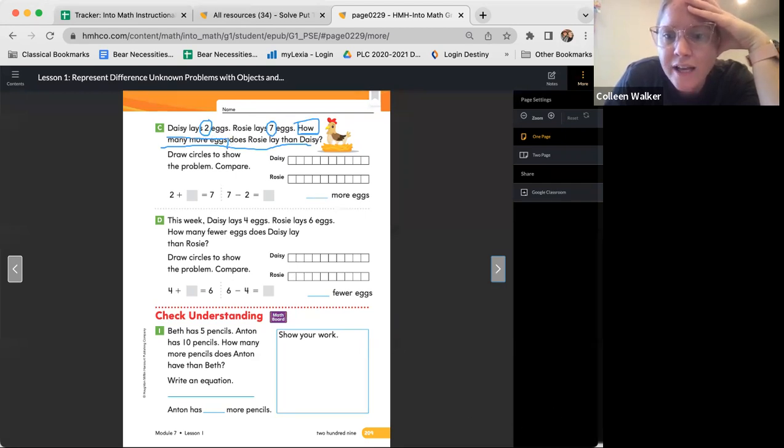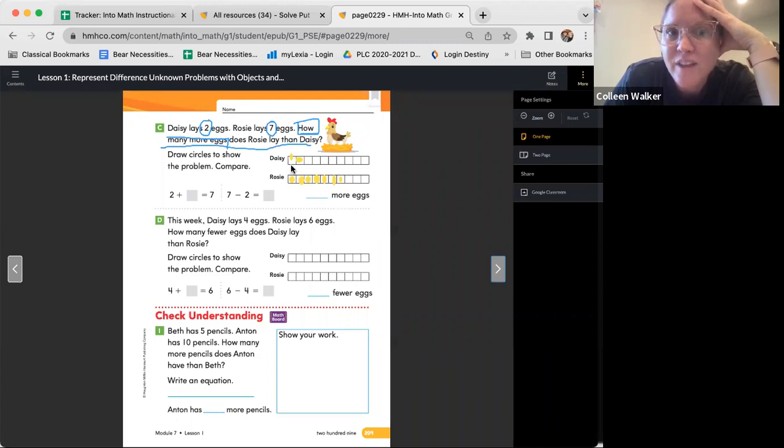Let's draw our eggs. Here we go. Ready? So how many does Daisy have? Yes, that's right. She has 2. So 1, 2. And how many does Rosie have? 7. 1, 2, 3, 4, 5, 6, 7. Awesome. And then shall we compare, friends?